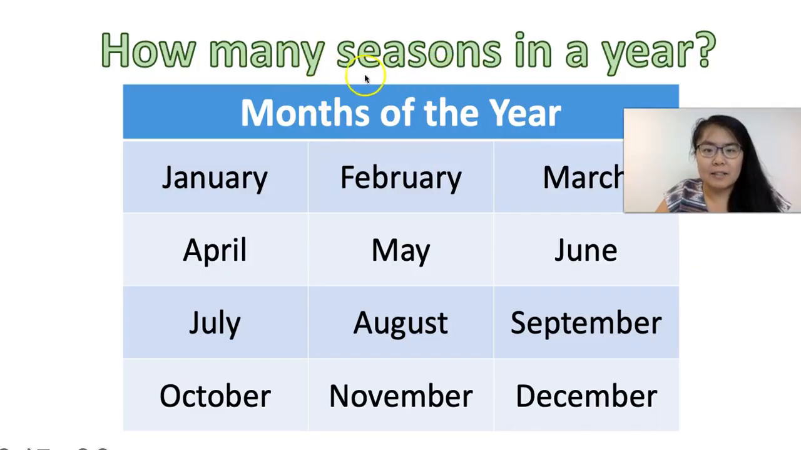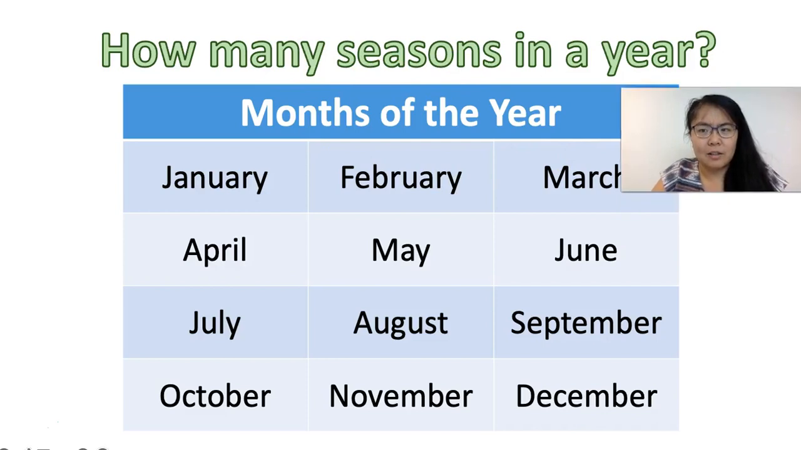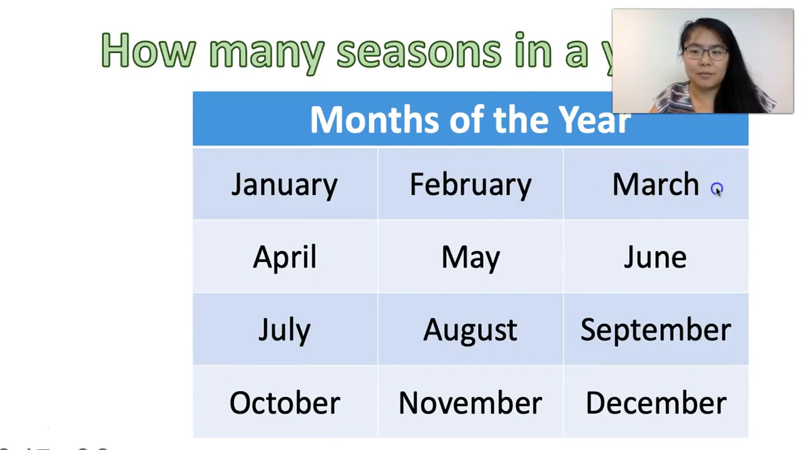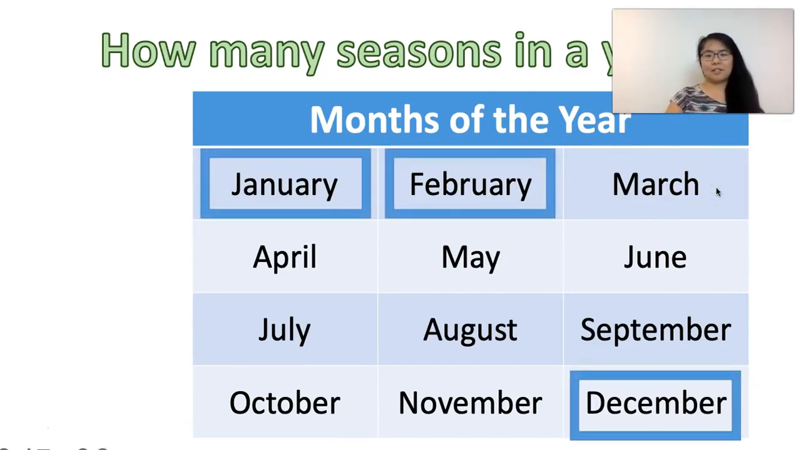How many seasons? How many seasons in a year? Now, we should know there are winter, spring, summer, and fall. 4 seasons. And now we can look at them. We can look at them on a chart. So what was our first season again? Winter. Good job. So these are the winter months. The winter months are December, January, and February.